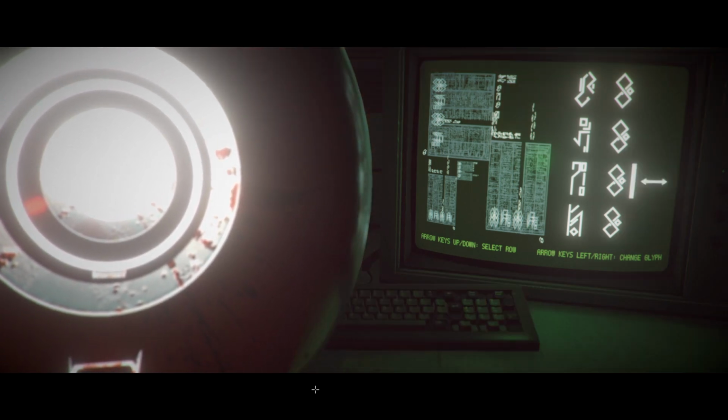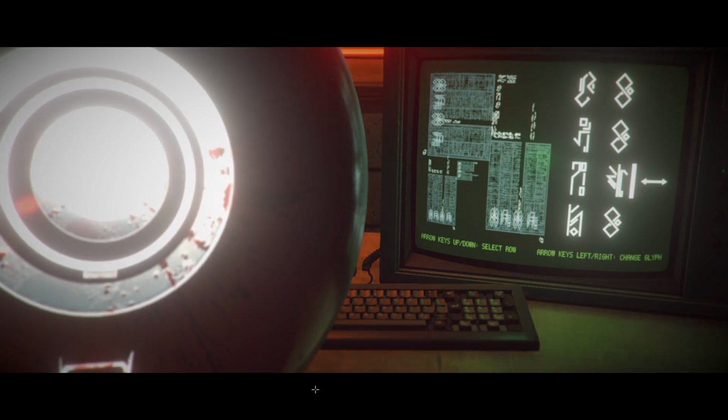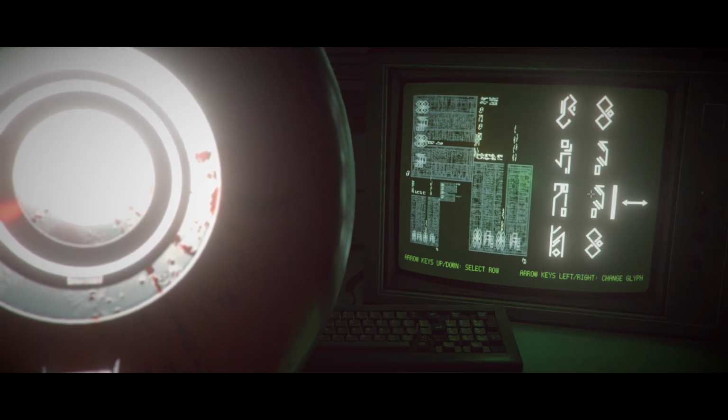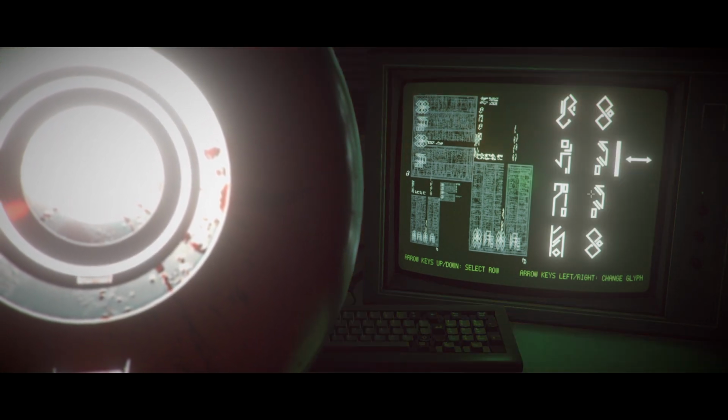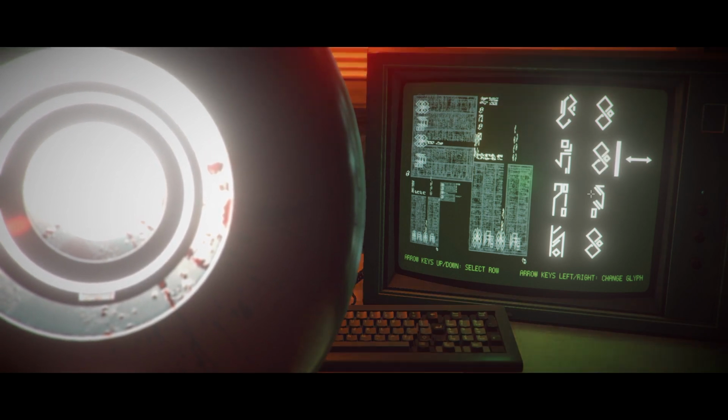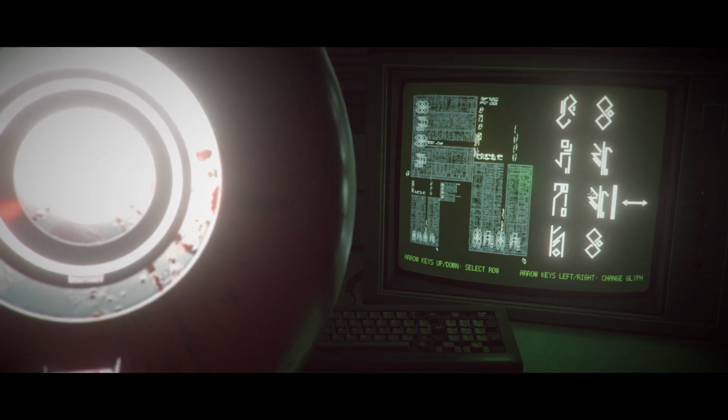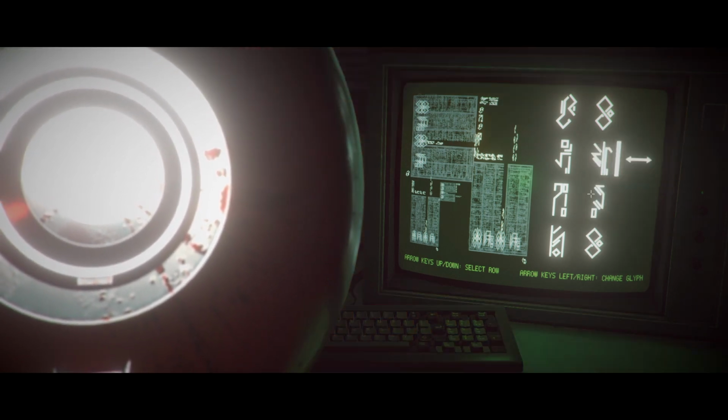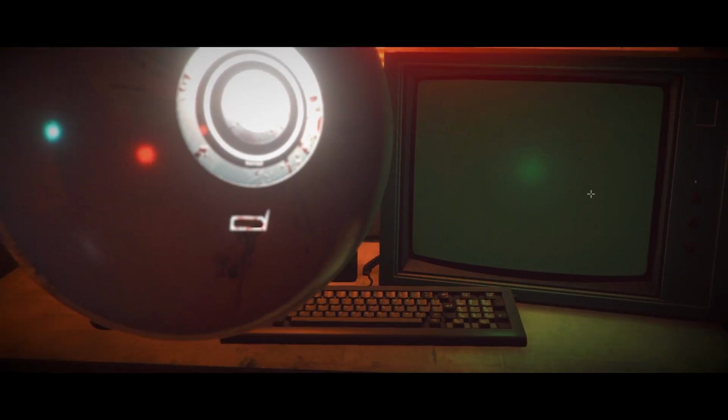Okay, so left, right changes the glyphs. Oh, this is so weird. What is happening? I don't understand how to do this. Oh, I did something. I don't know what I did. I did something.